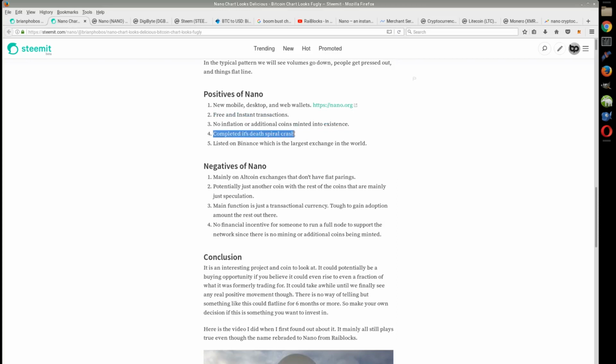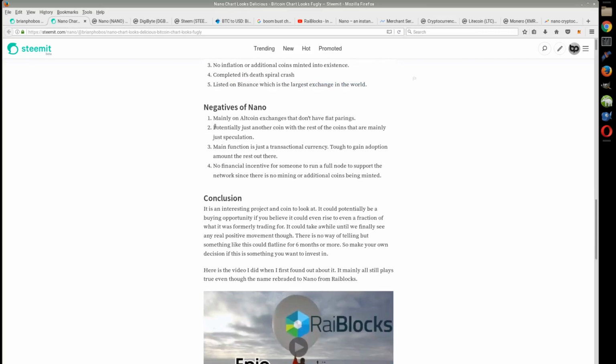It's completed its death spiral. Listed on Binance, which is the largest exchange in the world. That's huge. So it has plenty of liquidity. Negatives of Nano: mainly on altcoin exchanges that don't have fiat pairings. What I'm saying by that is it's not on Coinbase and Kraken and those types of exchanges where they could have a US dollar pair, so somebody could go straight from US dollar or euro into Nano. Potentially just another coin with the rest of the coins that are mainly just speculation. You have to understand that 95, maybe even 99% of the crypto market is purely speculation.